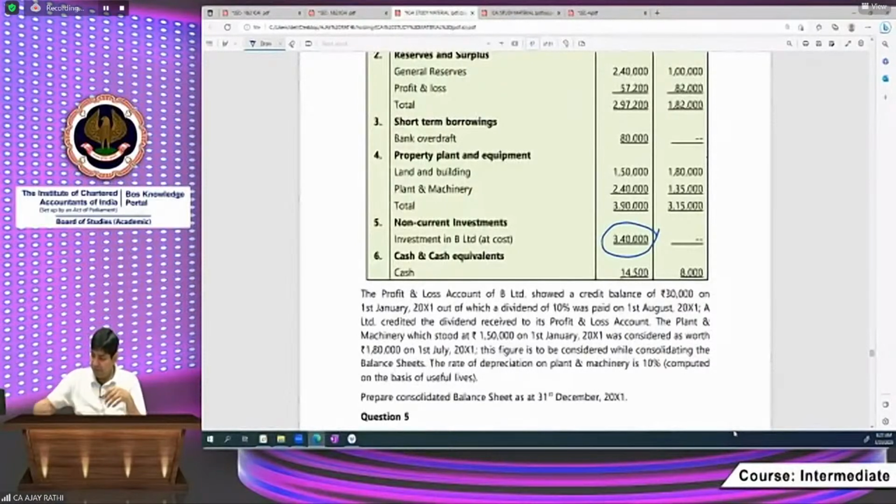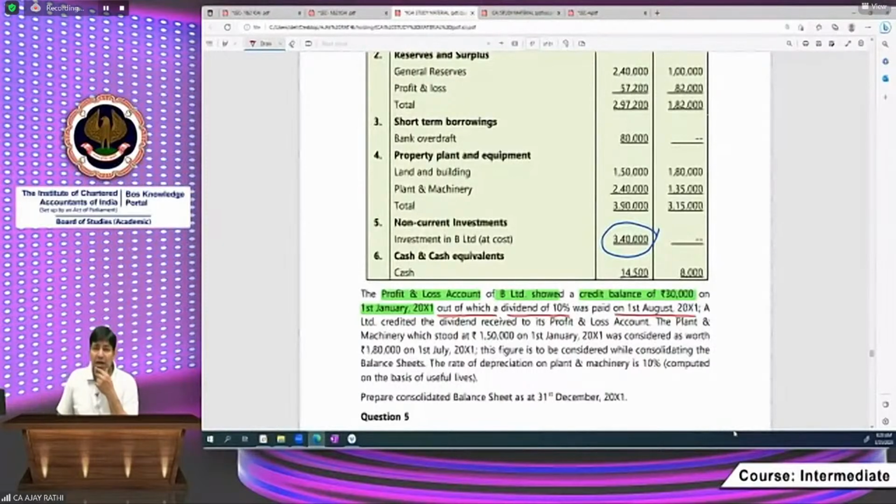Next. What adjustments are there in the question? See, the profit and loss account of B Limited shows a credit balance of 30,000 on 1st Jan 2021. Sir, we need the date of acquisition balance. Okay, beta, but the question has given 1st Jan 2021. Out of which, oh my God, he has given out of which dividend of 10% was paid on 1st August. Remember, the year ending date is 31st December, the year opening date is 1st Jan, and the dividend is distributed on 1st August. What is the date of acquisition? July 1st. And the dividend is distributed on August 1st, meaning after the date of acquisition.